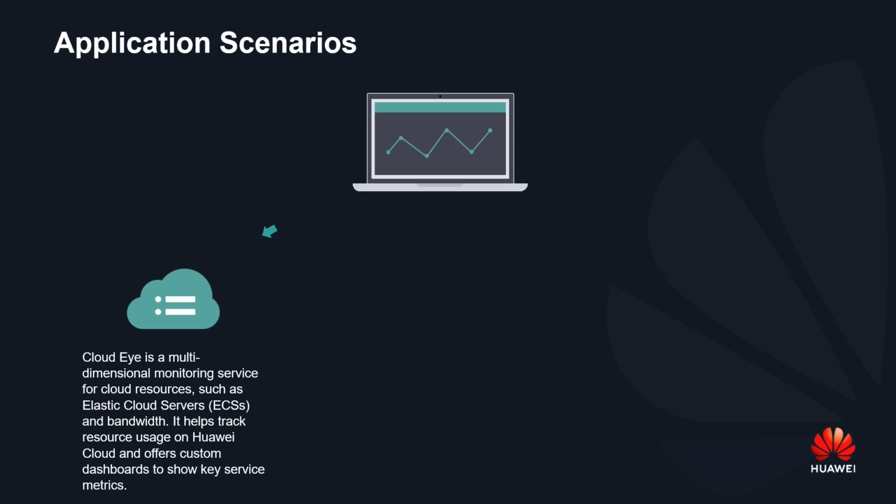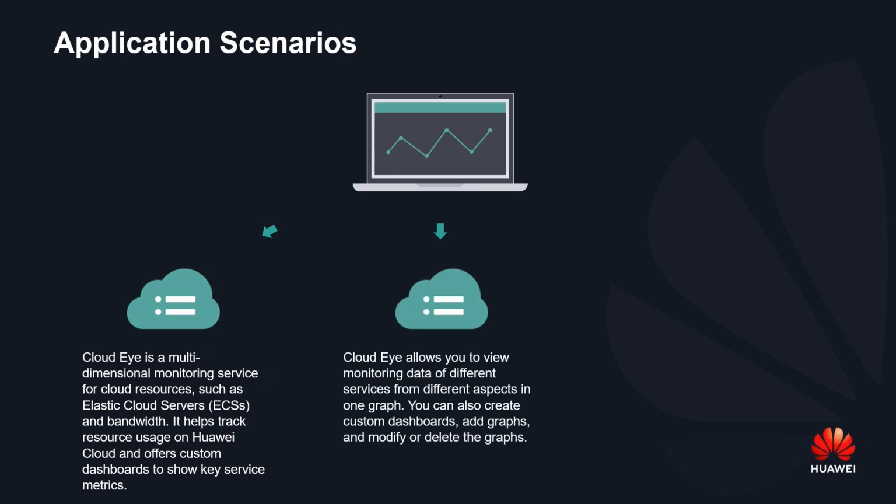Cloud Eye is a multi-dimensional monitoring service for cloud resources, such as elastic cloud servers, ECSs, and bandwidth. It helps track resource usage on Huawei Cloud and offers custom dashboards to show key service metrics. Cloud Eye allows you to view monitoring data of different services from different aspects in one graph.